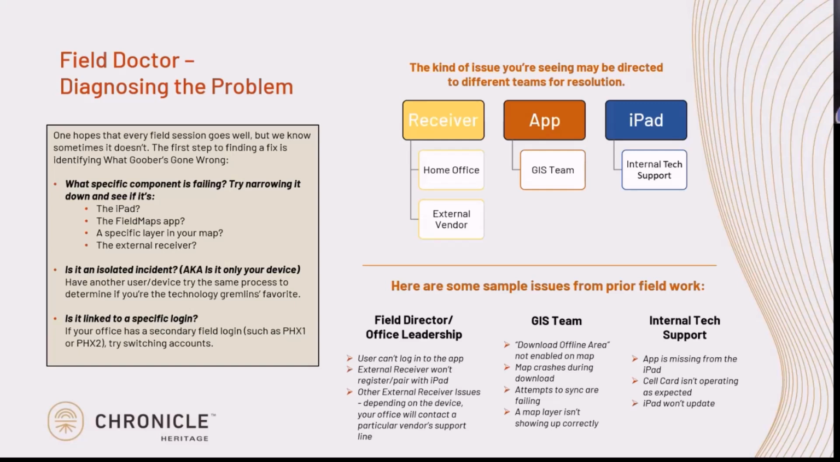Then the last component being if it's the iPad. We do have an internal Chronicle Heritage tech support team, which is largely Jeanette Horowitz, who is one of the fleet managers for the iPads. So if you have an iPad issue, like maybe the Field Maps app just straight isn't on the device, or your cell card isn't connecting correctly, or the iPad won't update, something like that, the internal company tech support is there to help with iPad specific issues. So you can see it could be any number of things. It could be all three, and you just have a lovely fruit basket of people to talk to about a whole ton of problems.